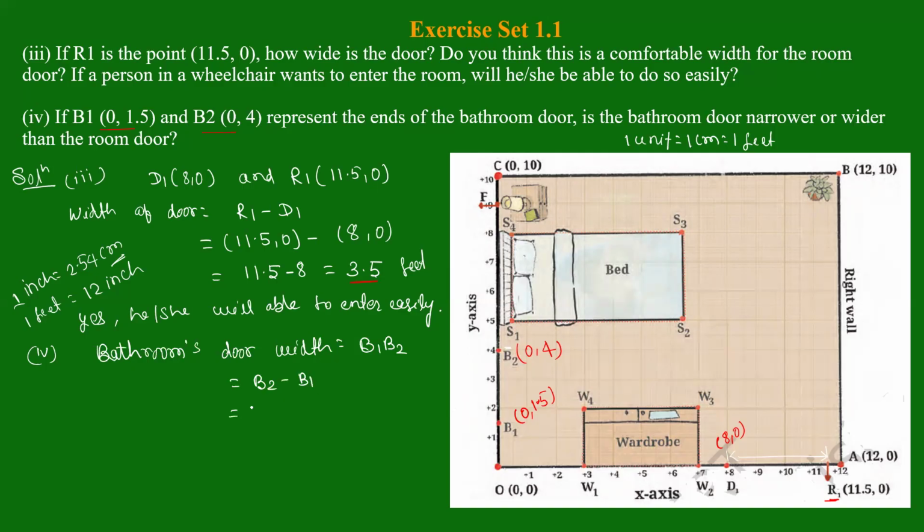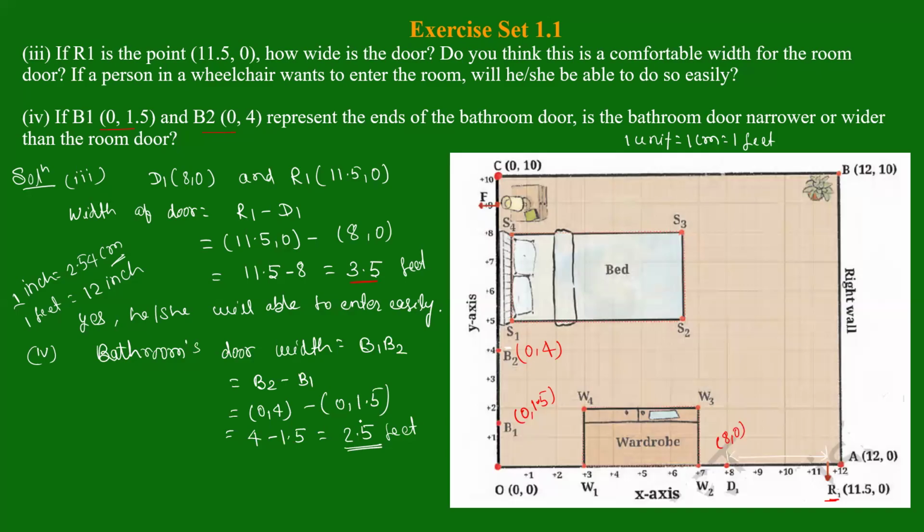The B2 coordinate is (0, 4) and the B1 coordinate is (0, 1.5). So here x is 0, while for y we have 4 minus 1.5. This is how much? 2.5. Similarly, 1 unit is 1 foot, so this is 2.5 feet.